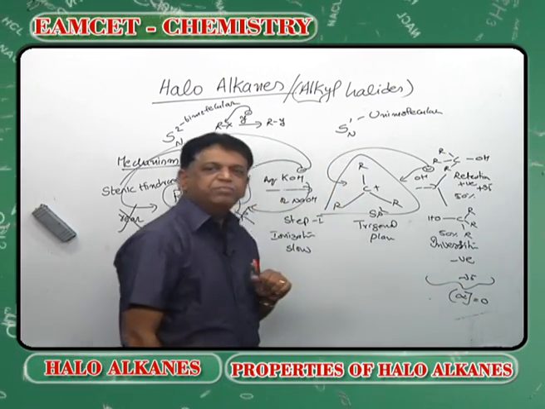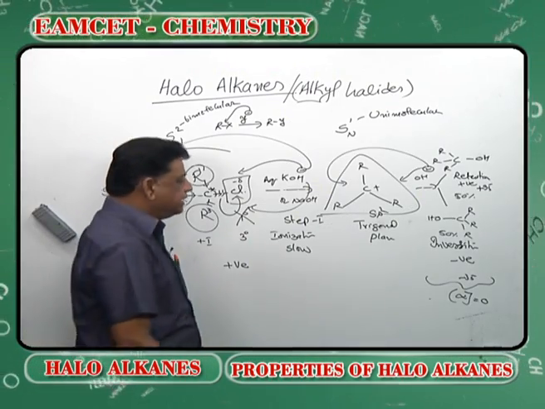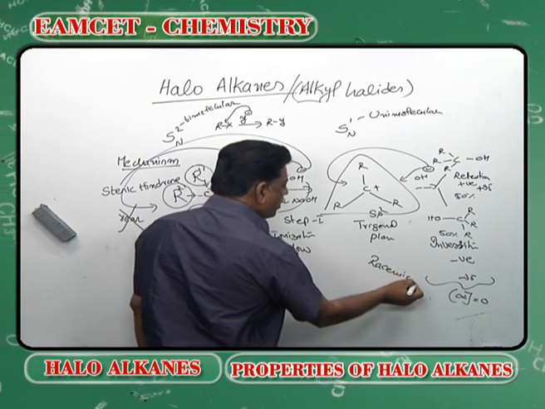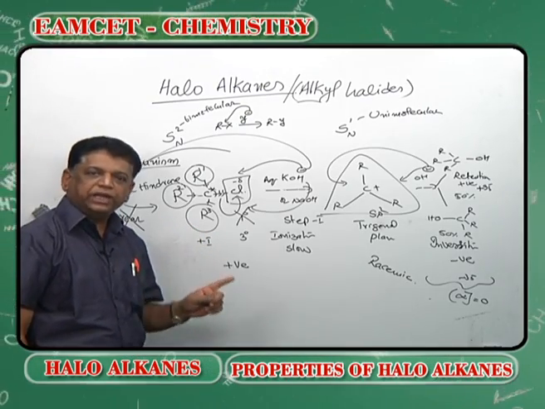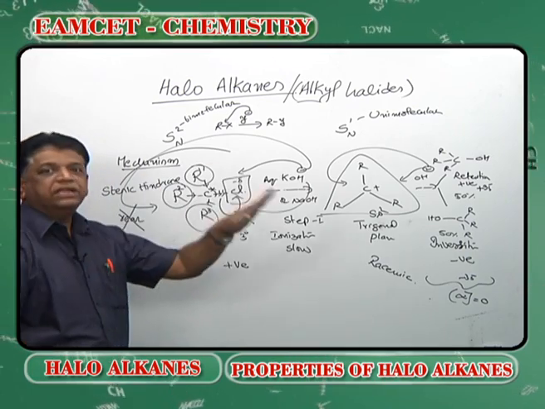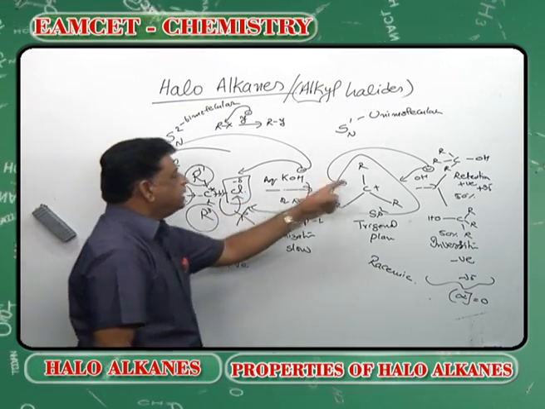So such a mixture is formed with equal amounts of dextro and levo. Such a mixture is called what? Racemic mixture. So if the compound is optically active, in an SN1 reaction you are going to get a racemic mixture. In the SN2, if the plus is taken, minus will come. Optical activity will be inverted, and there are two steps.